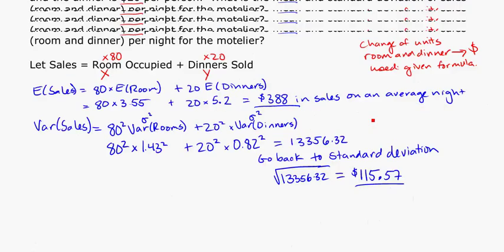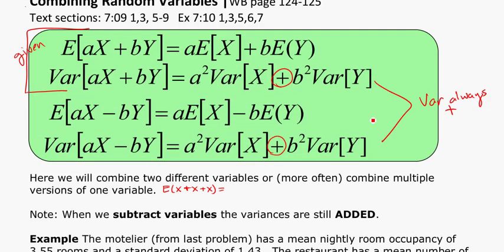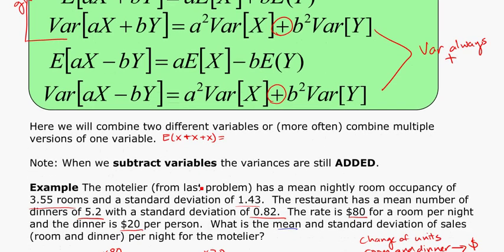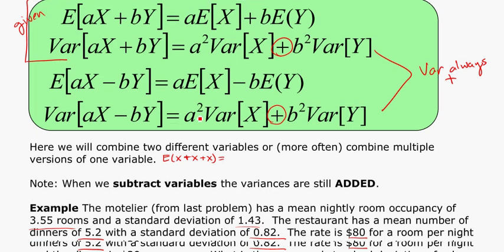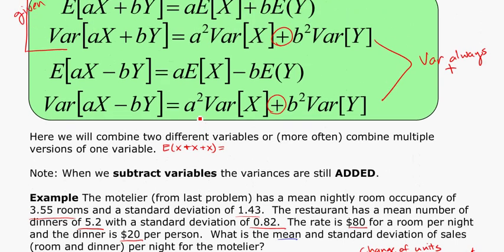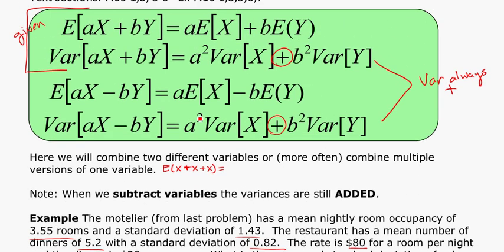Unlike in the previous example, where we are changing from, for instance, dinners and rooms to dollars, and there are different variables here. And in that case, your variance will be squared when you use the formula. So it takes a bit of practice to get used to that, but it will start to make sense to you as you go along and do some more of the problems.